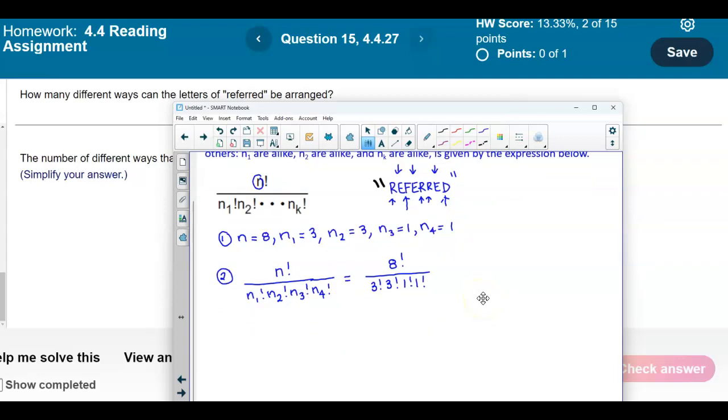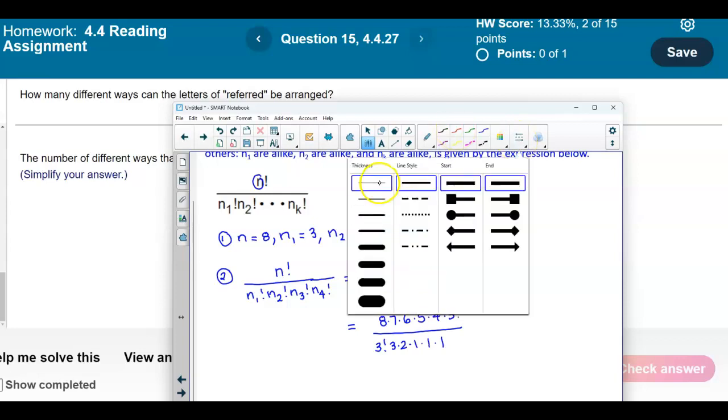Now let's simplify. What we're going to do is expand the numerator of 8 down to the value of 3. So we're going to go 8 times 7 times 6 times 5 times 4 and then times 3 factorial. The reason why we're going to do that is we're going to leave the first 3 factorial alone, and then we're going to expand the second 3 factorial to be 3 times 2 times 1. We know that 1 factorial is 1, and the other 1 factorial is 1.